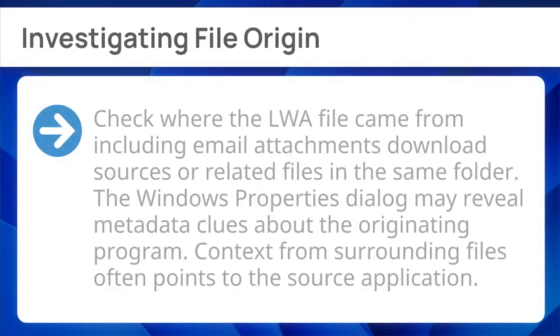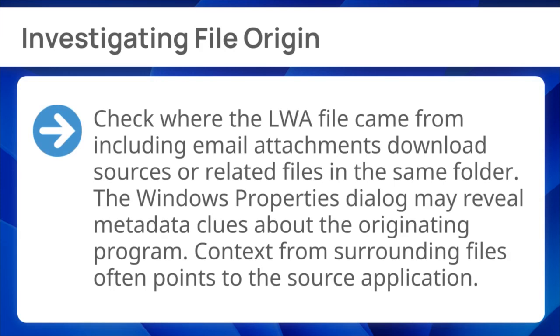First, investigating file origin. Check where the LWA file came from, including email attachments, download sources, or related files in the same folder. The Windows Properties dialog may reveal metadata clues about the originating program. Context from surrounding files often points to the source application.